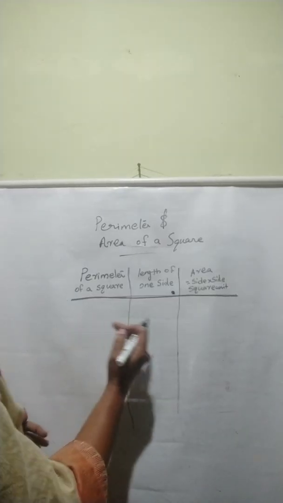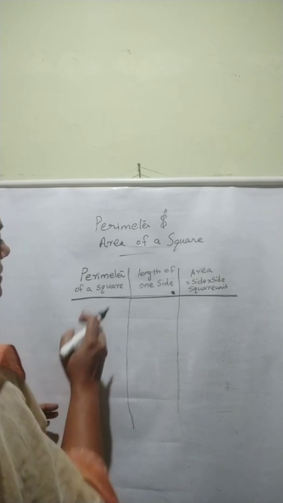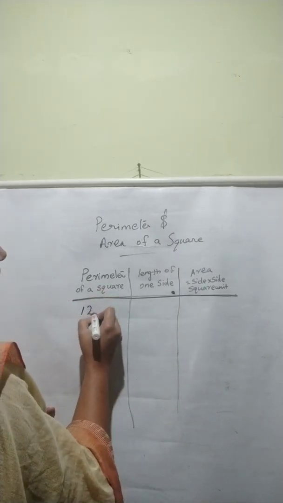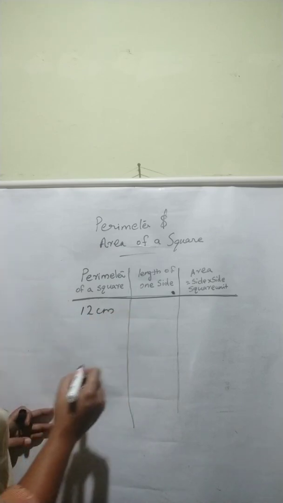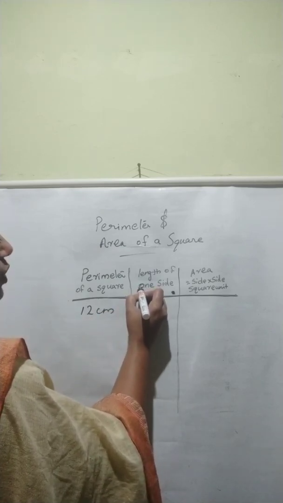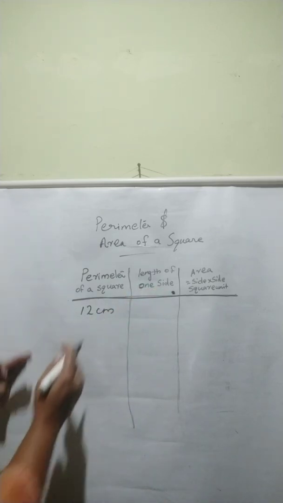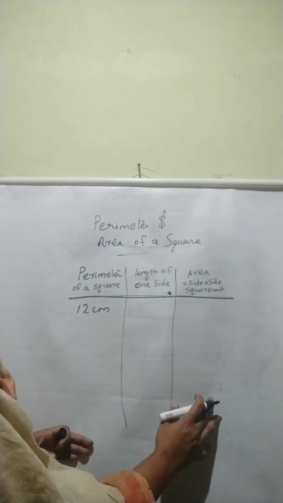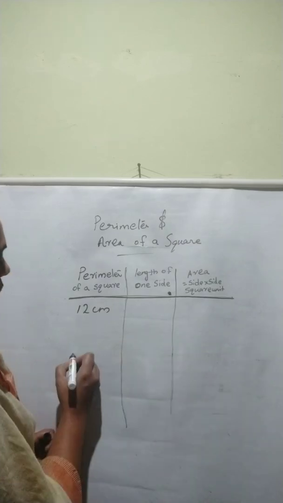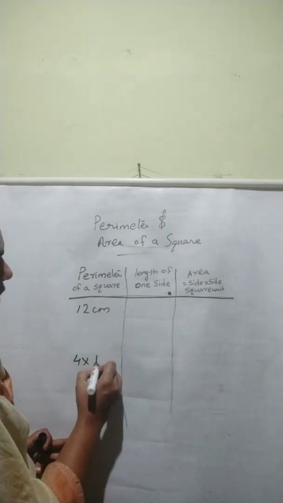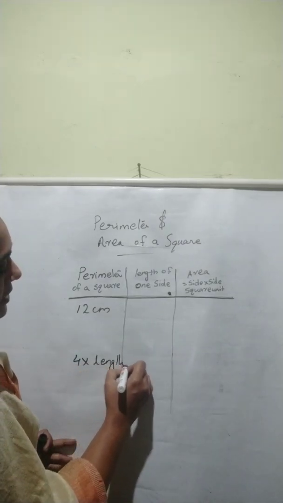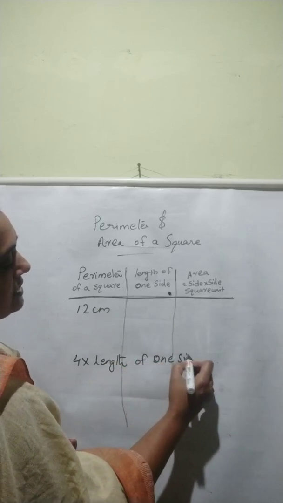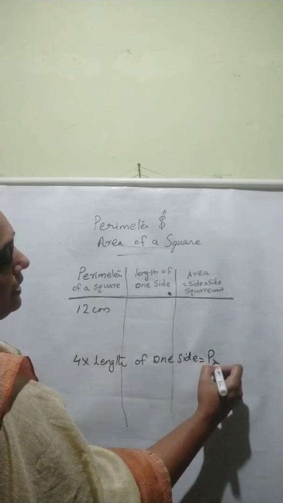For this second part, it's given that the perimeter of a square is 12 centimeter. How can we find the length of one side? Because there is a relation between perimeter and the length of one side. We know that 4 into the length of one side gives us the perimeter.